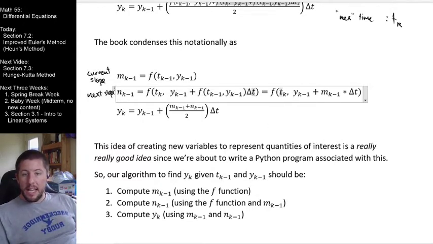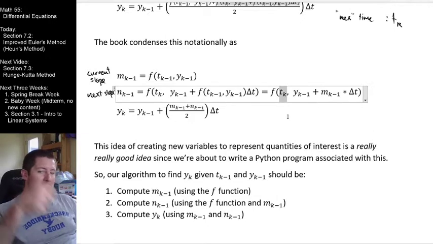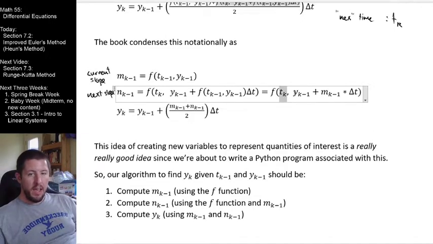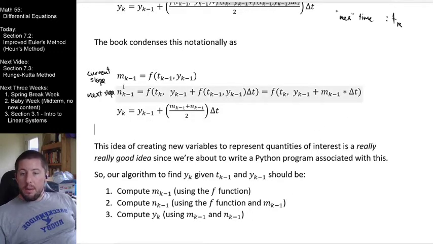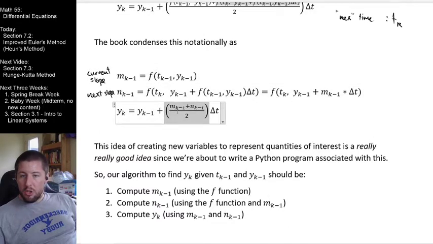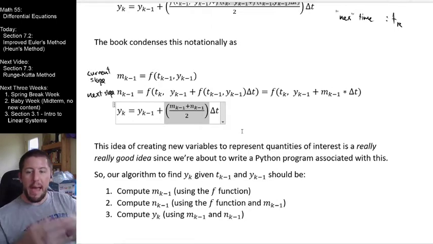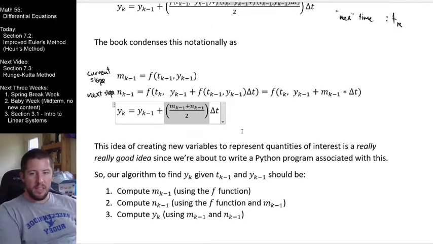And so we're going to know the next time. It's just add delta t. That's not hard to get. Knowing y sub k is something that we have to make a prediction for right here. So then we're going to be able to use m sub k minus 1 and n sub k minus 1. Those are our two slopes, the current slope and the next slope. We're just averaging those slopes to use them in the place of our slope term right there.